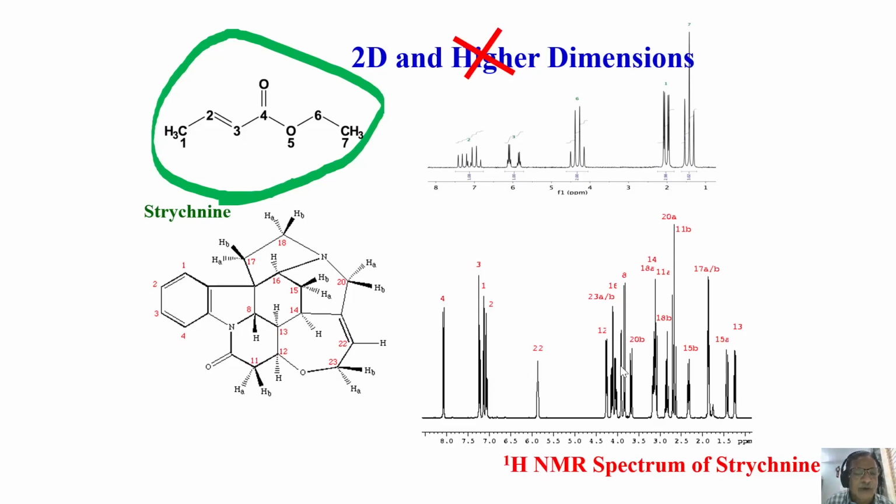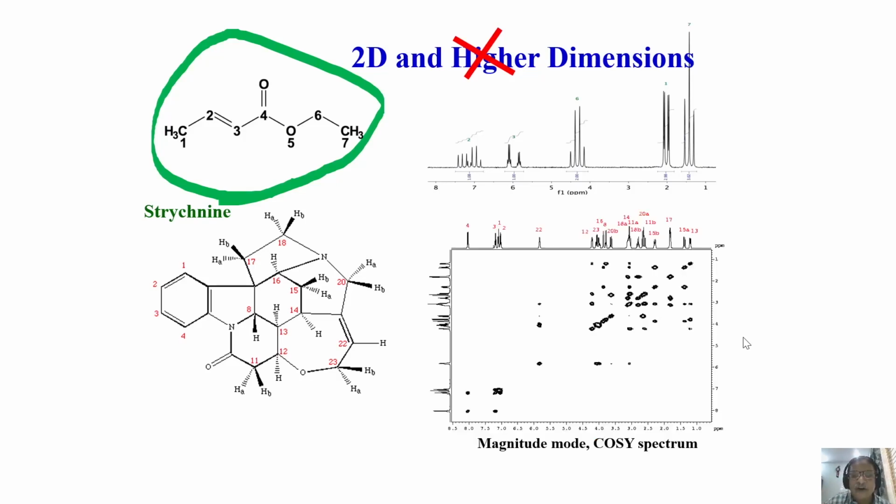Complete analysis, including the recording of the spectrum, will not take more than 2 or 3 hours. Even then, you don't require 2D and higher dimensions. But to save time and make our analysis faster and easier, we can go for 2D for this. It is reasonably acceptable because it is a reasonably good size molecule, so you can go for 2D.